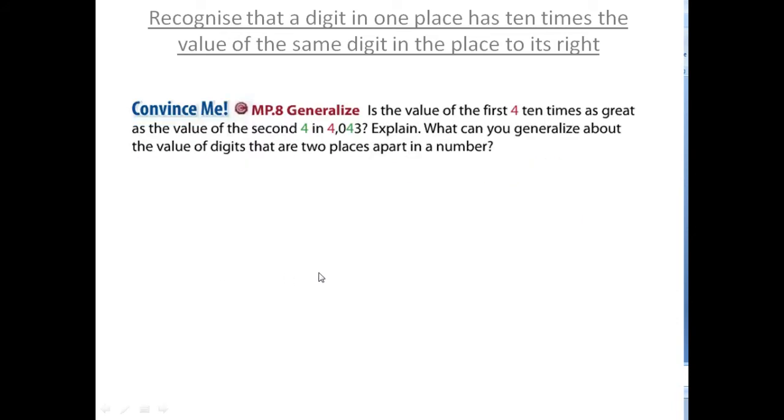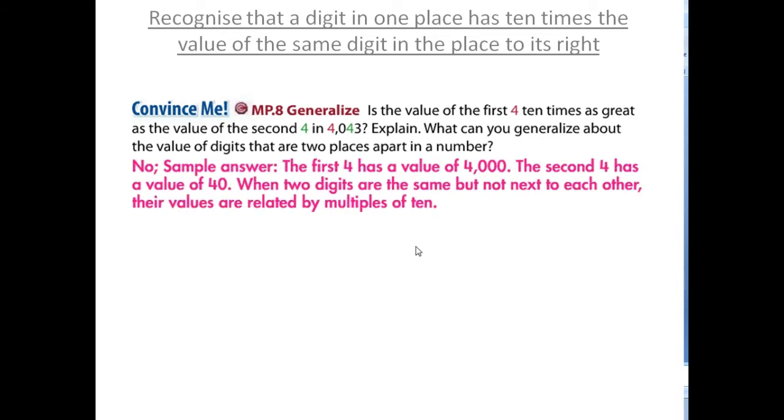Okay. The next question: is the value of the first 4 10 times as great as the value of the second 4 in 4,043? Explain. What can you generalize about the value of digits that are 2 places apart in a number? As you see, this is the number 4,043. Can we say that the first 4 here is 10 times the second 4? Look, if the 2 digits are beside each other and no other digits separate them, the first digit will be 10 times the second one.